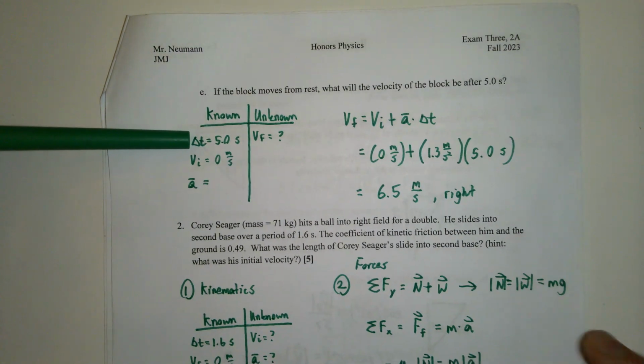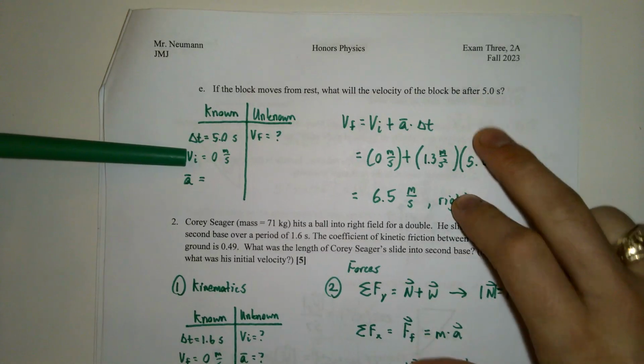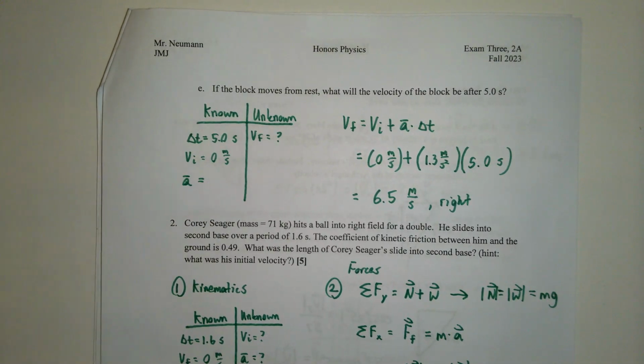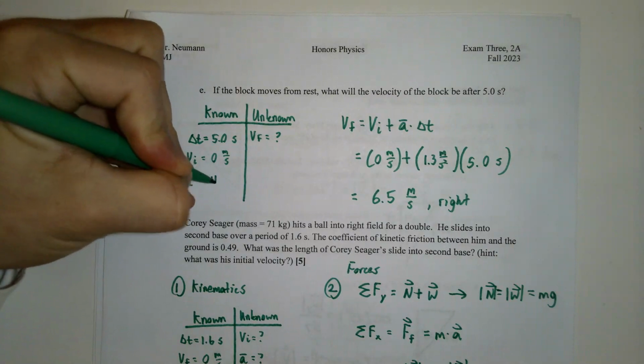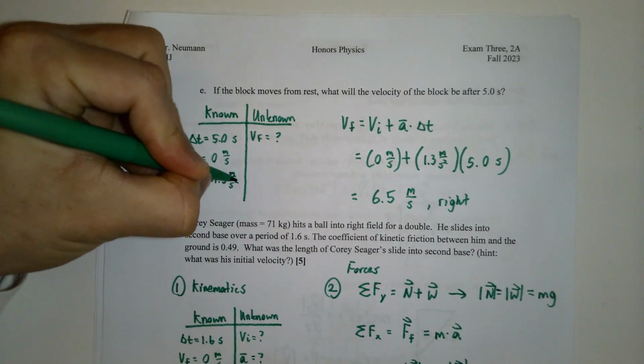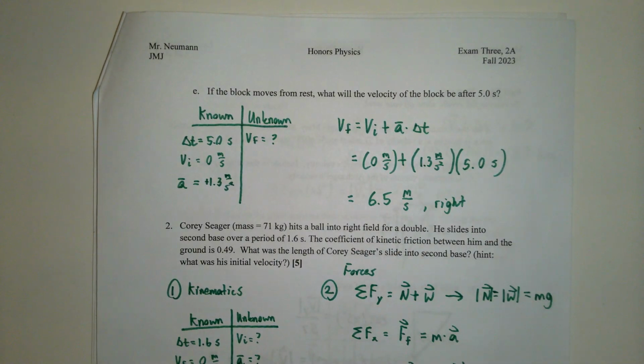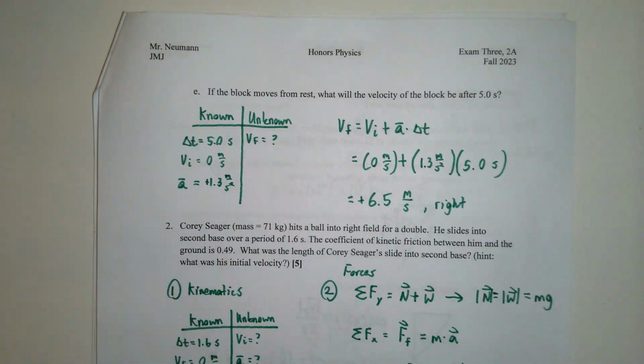Lastly, we have a kinematics problem related to this acceleration that's being caused by some net force. We know the amount of time in which this happens, 5.0 seconds. It's from rest, so our initial velocity is 0. We just found the acceleration. The acceleration was 1.3 meters per second squared. We can use our first kinematics equation to relate final velocity, initial velocity, acceleration, and time, and we find that the final velocity of the block is positive 6.5 meters per second to the right.